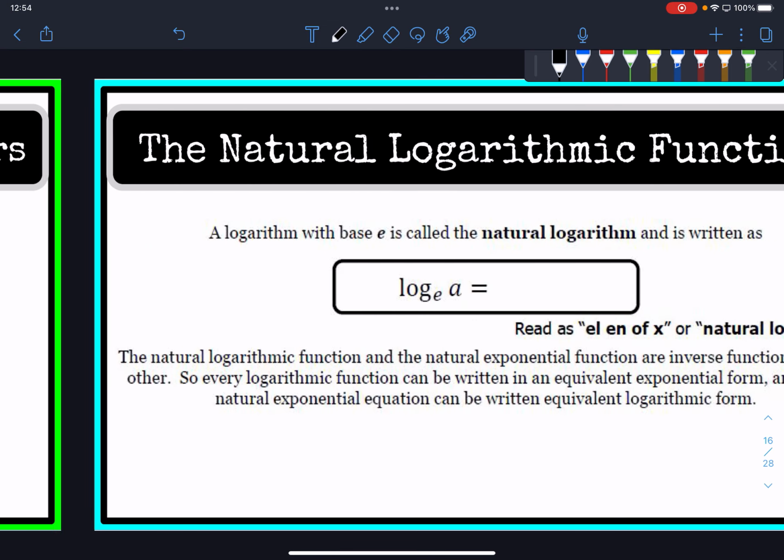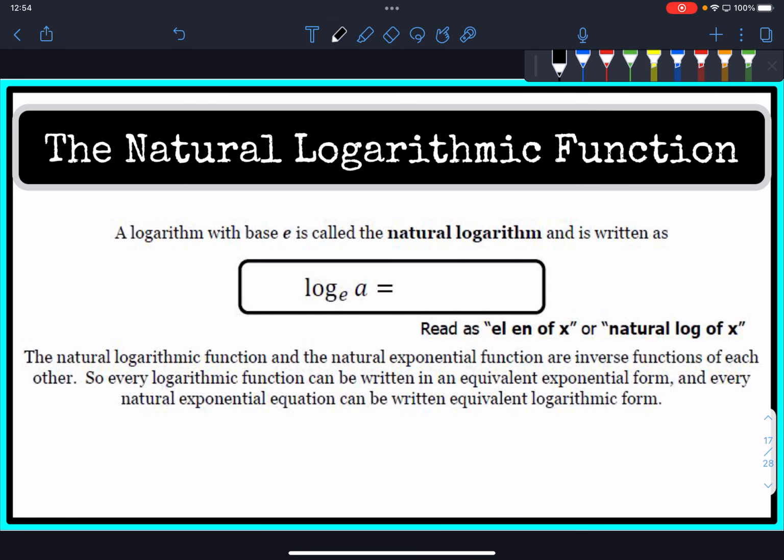Now, what happens when we use the natural base in these logs? The natural logarithmic function uses the base e, and this is referred to as the natural logarithm. It's written in the following form. The log base e of a is written using the letters ln, and we read it as ln of x, or in this case ln of a, or simply the natural log of a.